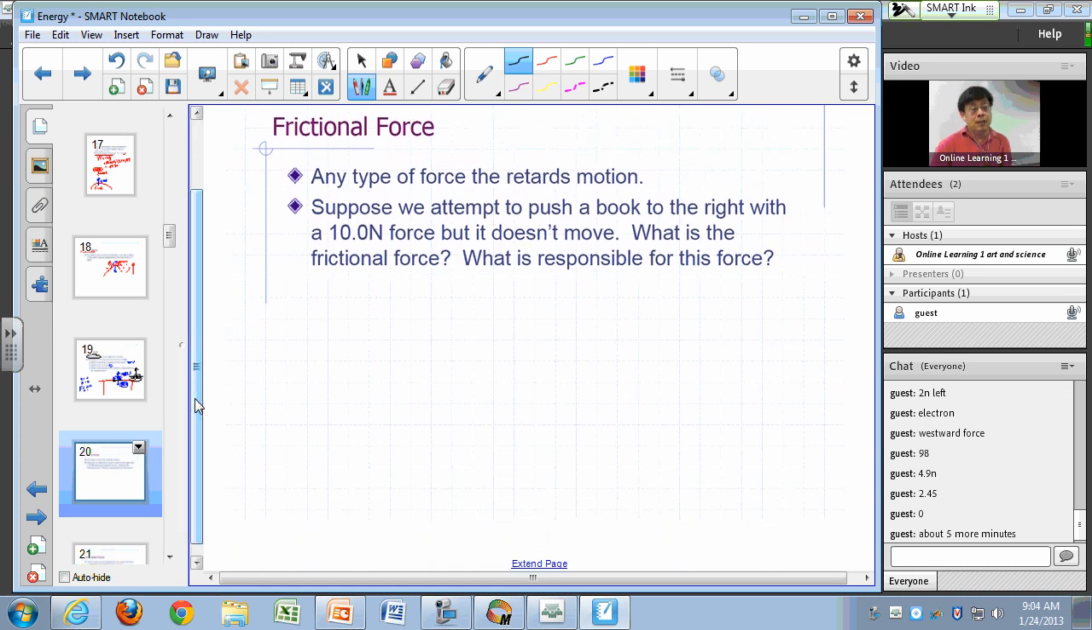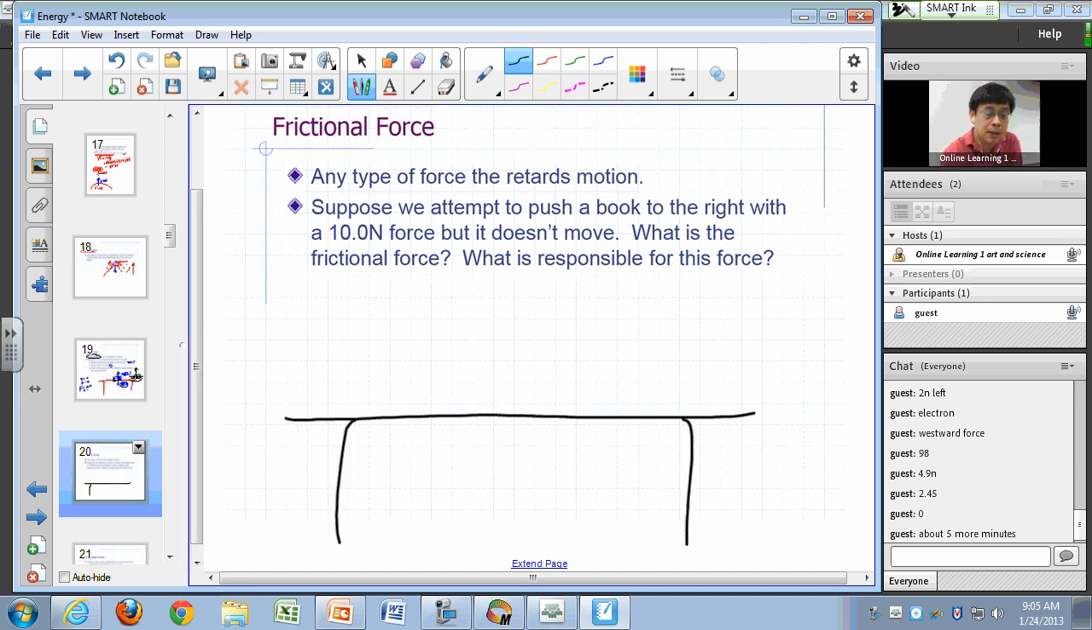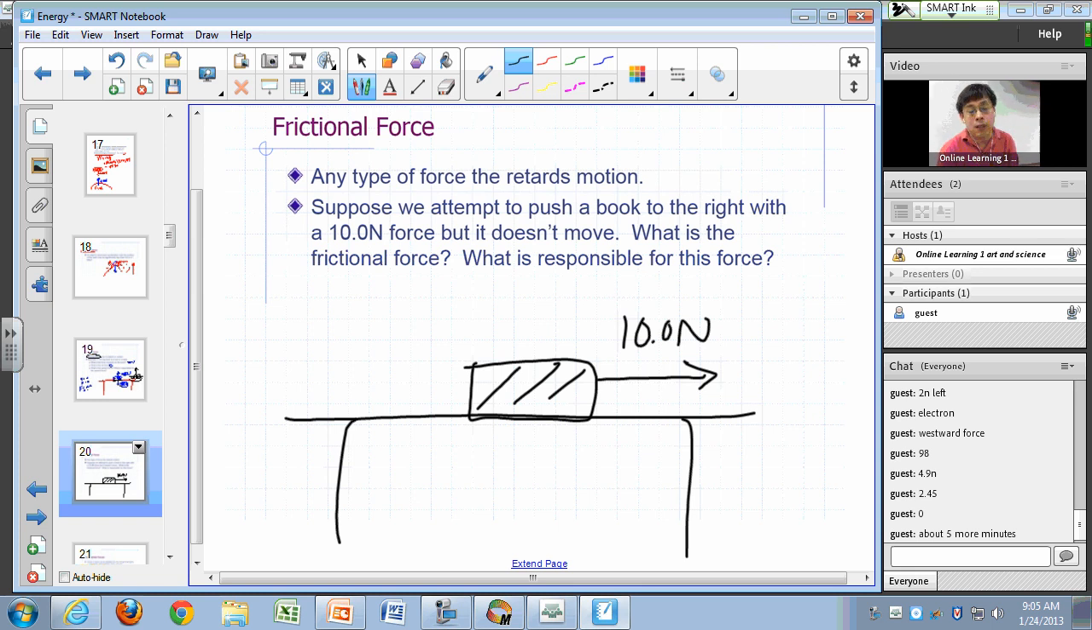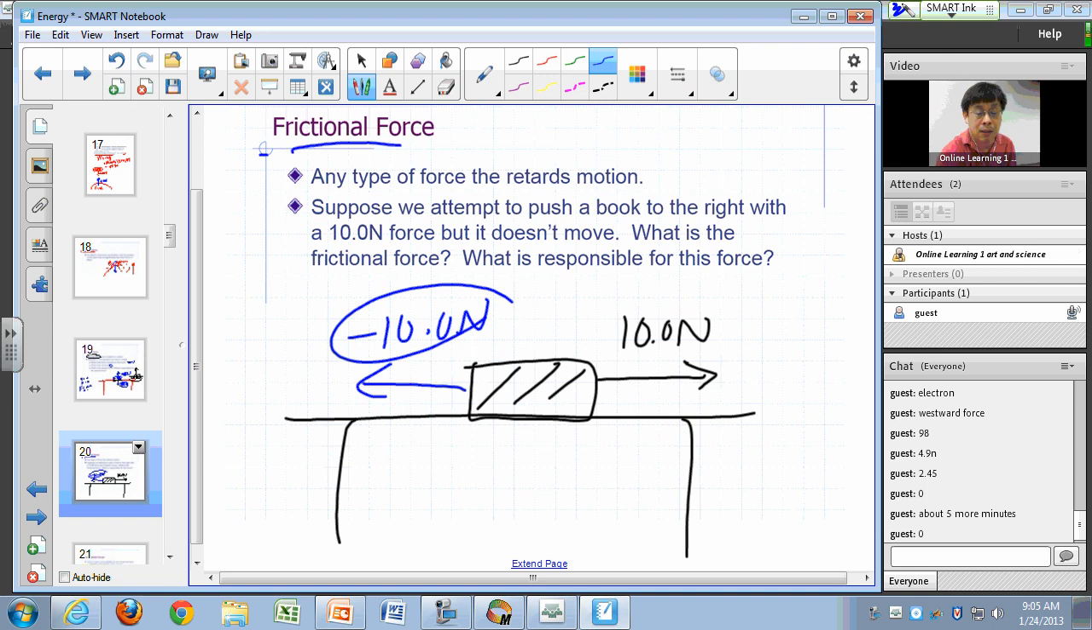Now, if you have a force that retards motion, that type of force is called a frictional force. For example, let's say you have a book. Again, let's put that book on a table. And you exert a force on that book that's 10 newtons. You try to pull it or push it. What if the book doesn't move? If the book doesn't move, then the net force must be 0. So that means there must be an opposing force of negative 10 newtons. That opposing force, you call the frictional force.